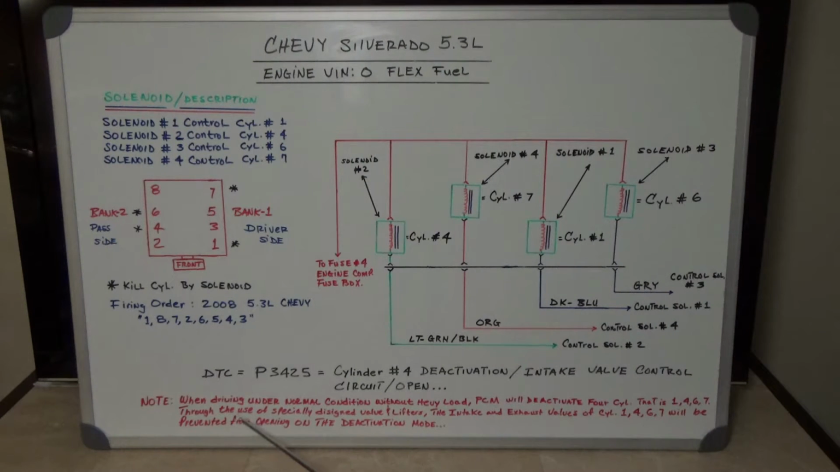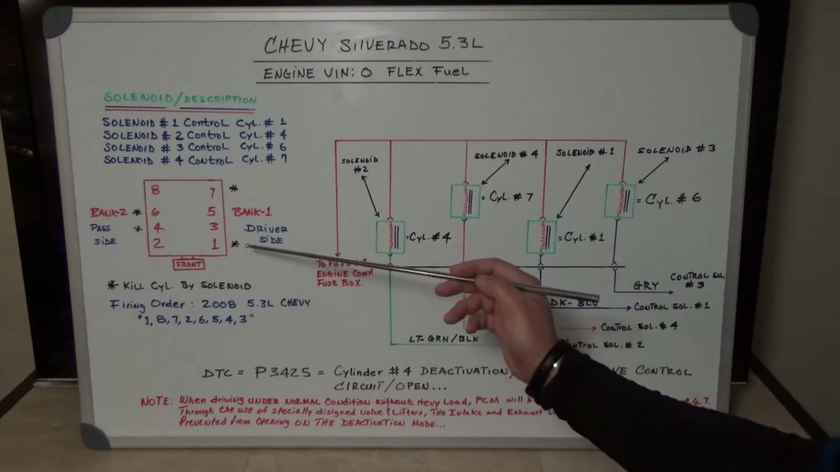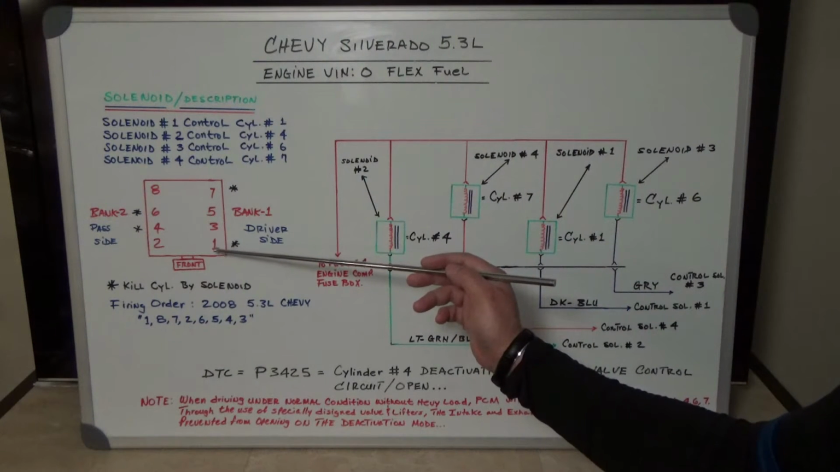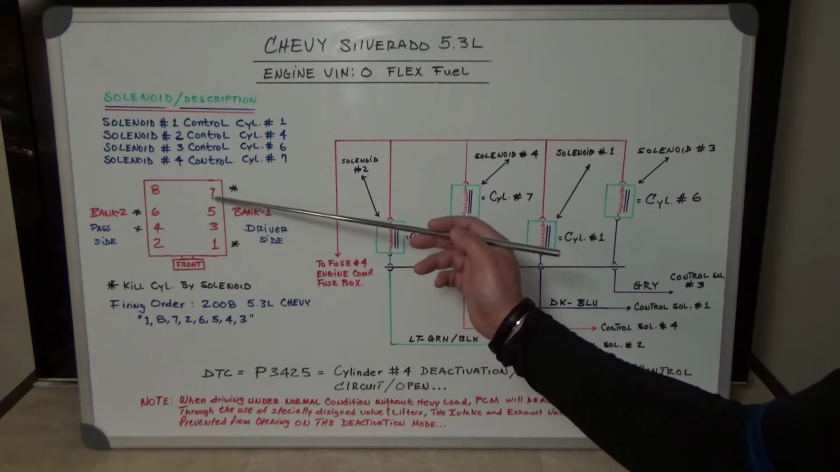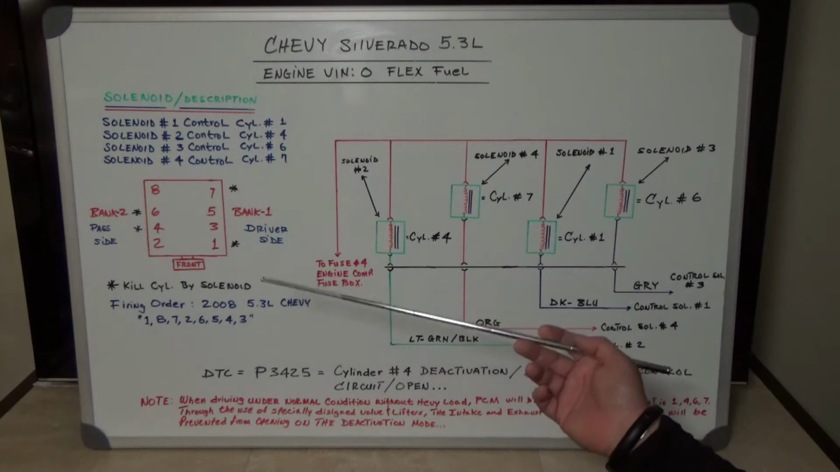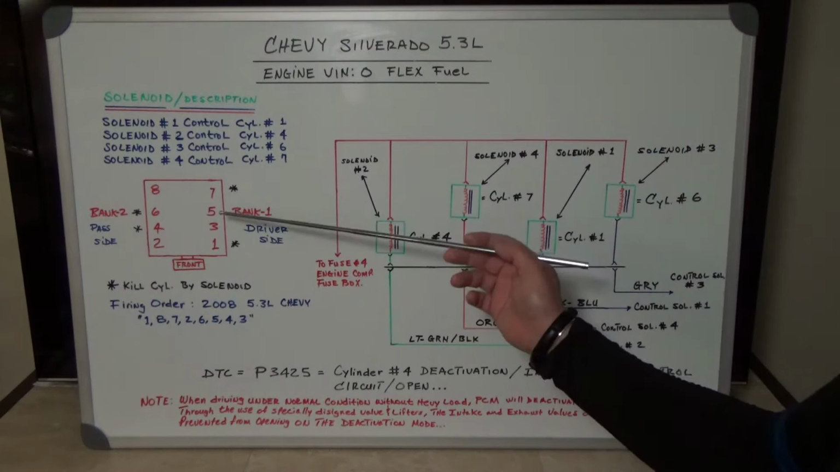Now, through the use of specially designed valves and lifters, the intake and exhaust valves of the 1, 4, 6, and 7 will be prevented from opening in the deactivation mode. Okay, meaning when those solenoids apply, they will kill this one, this one, this one, and that one, with a special valve and lifters that this engine has.